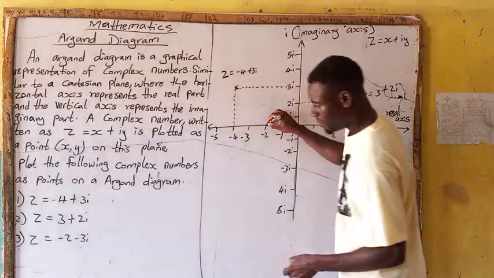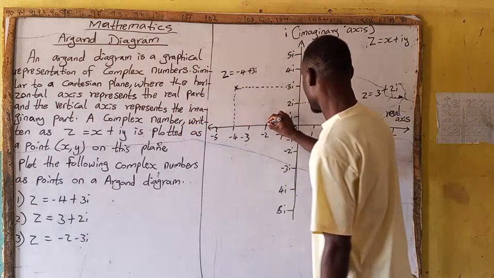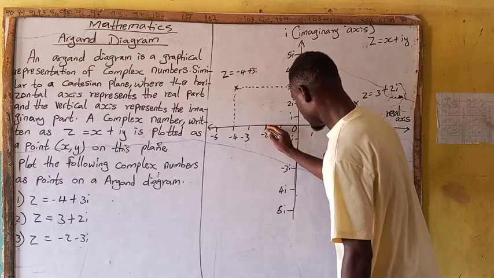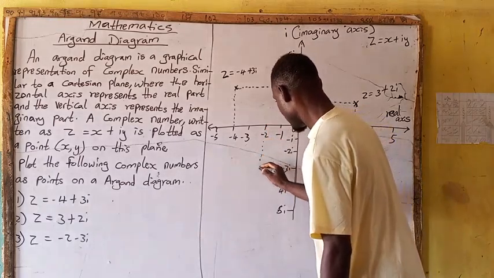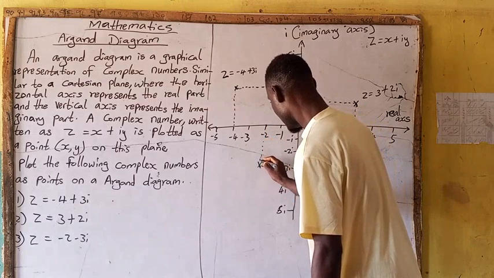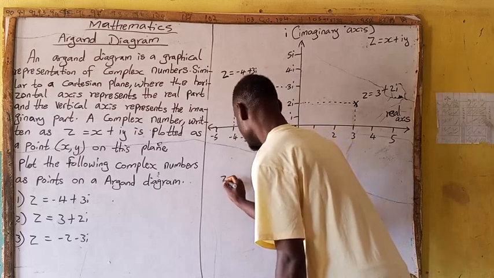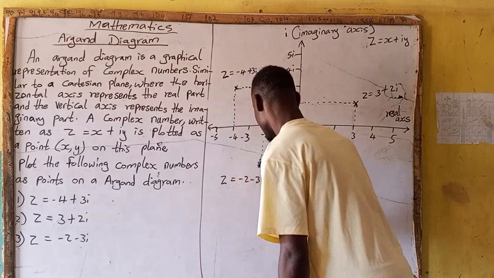Yes, I'll put my pin here. Then the imaginary number there is -3. -3 means I'm going downward. So I will trace -2 to -3. That is good, and I'll put my point of intersection here. And I will mark here as z is equal to -2 - 3i.